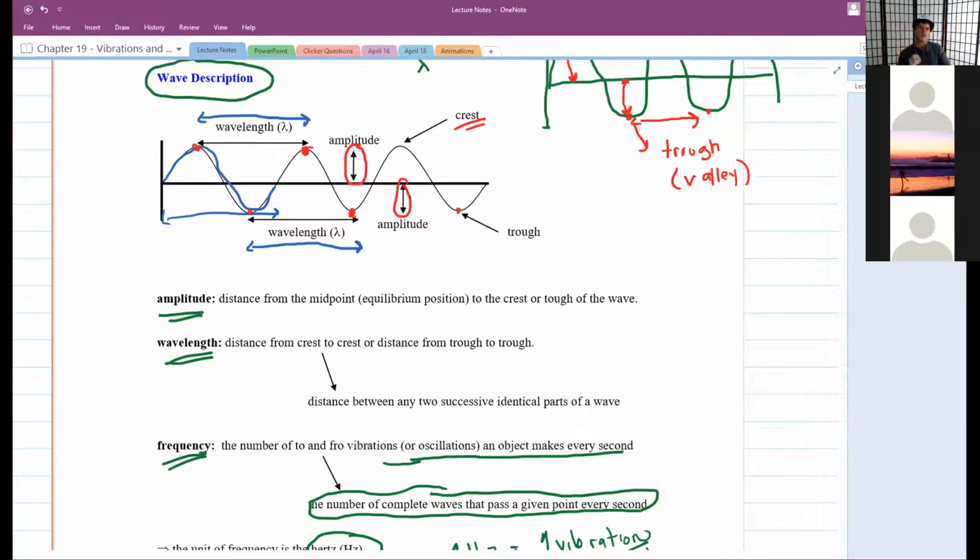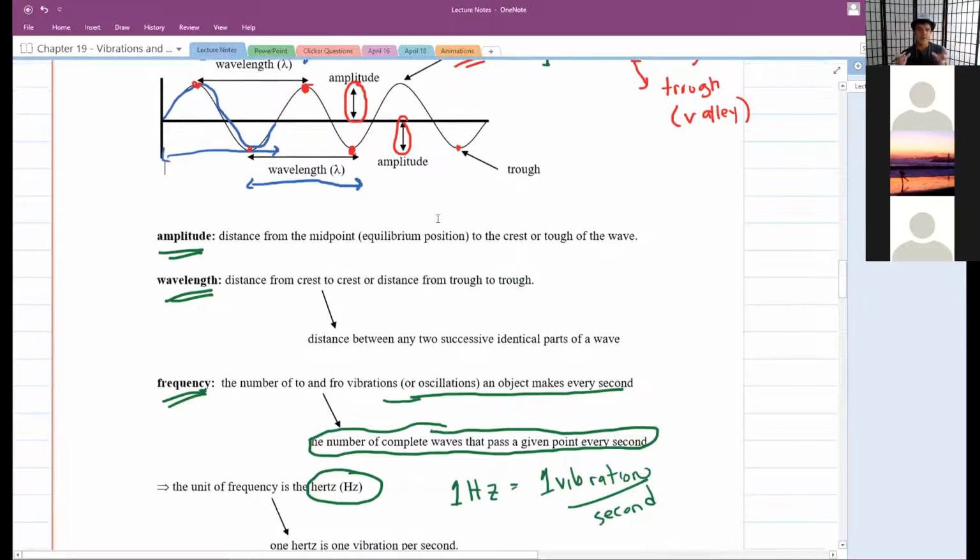All waves are created by some object which is oscillating up and down. In terms of voice, it's your vocal cord oscillating back and forth. If I'm making a wave on a string, I would be the one creating the wave. Frequency is basically how many vibrations whatever's creating the wave makes every second, or another way of thinking about it is how many waves pass a given point every second.